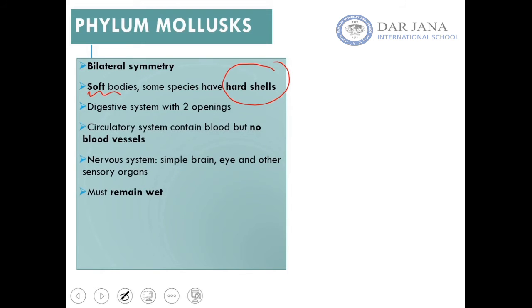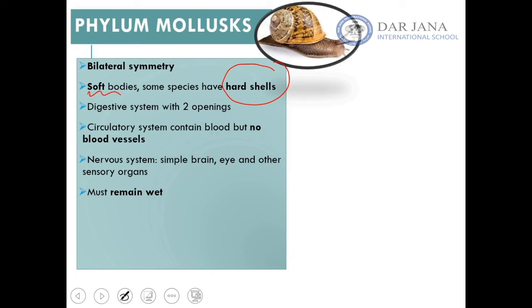They have a digestive system with two openings. So what do two openings mean? The mouth and the anus for excretion. The circulatory system contains blood, but no blood vessels for the transportation of blood. For the nervous system, they have a simple brain, eyes, and other sensory organs, and they must remain wet. If you look at this image, we can see this is the tail, and this is the shell they have for protection.